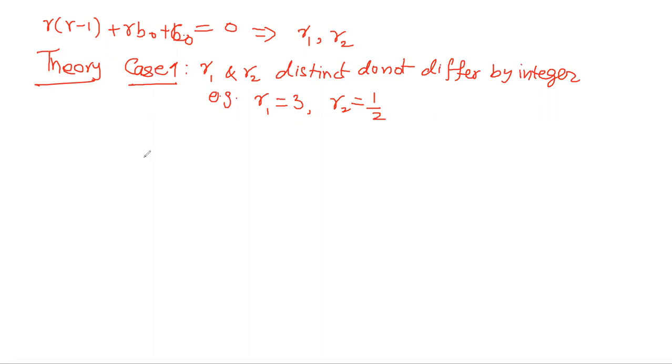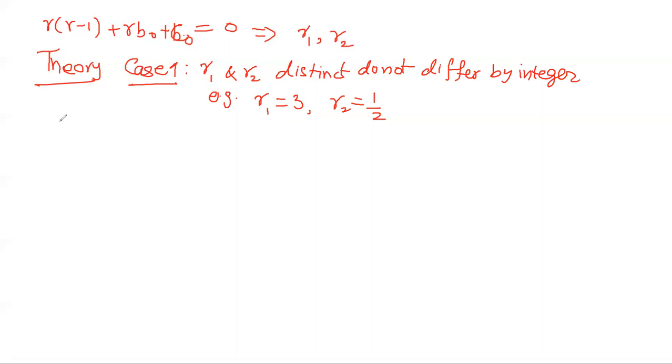There will be a case 3 as well, in which r1 and r2 will be different, but they will differ by an integer value. In this case, if r1 is 3, then r2 will be, say, 1 or 2, something like this. The difference of 3 and 1, and 3 and 2, is always an integer. So we will take case 3 later on.